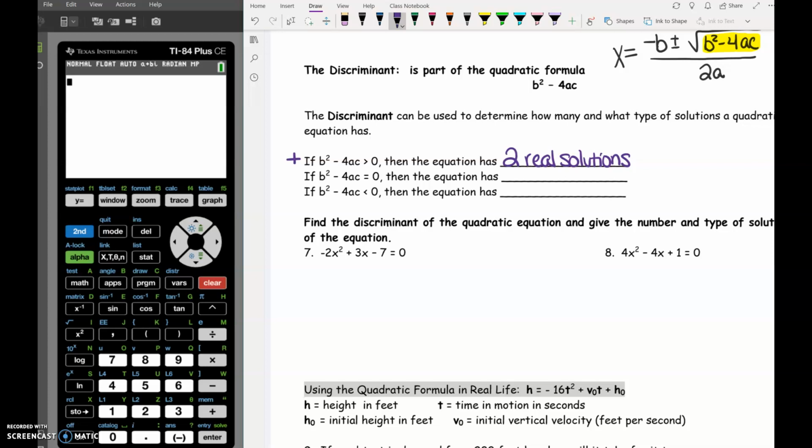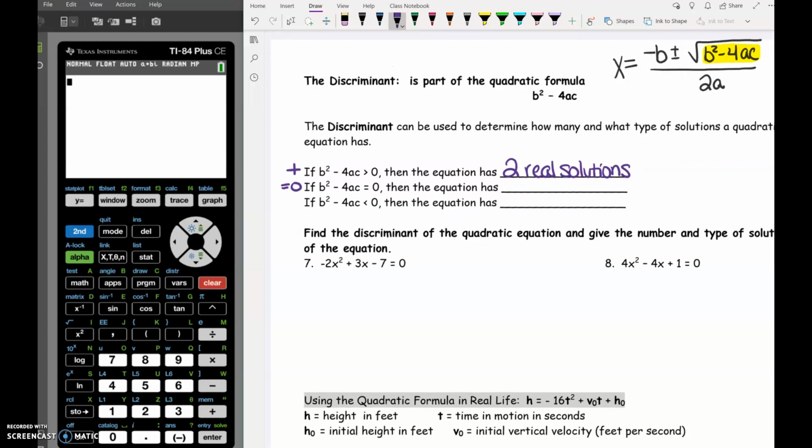If the discriminant is 0, so I'll write equals 0. If that square root is the square root of 0, what is the square root of 0? 0. So whether you add 0 or subtract 0, it's not going to change the value. So when the discriminant is 0, we are going to have one real solution.